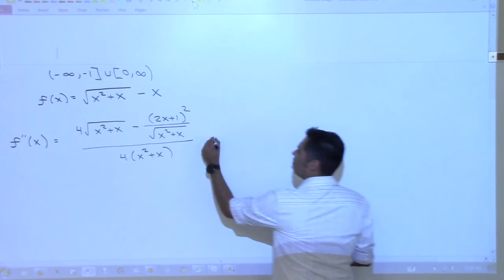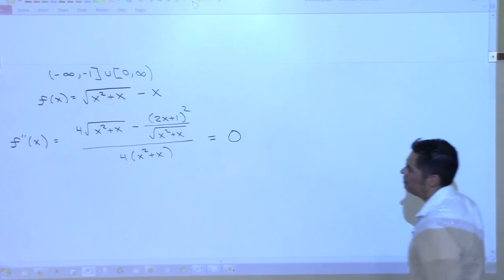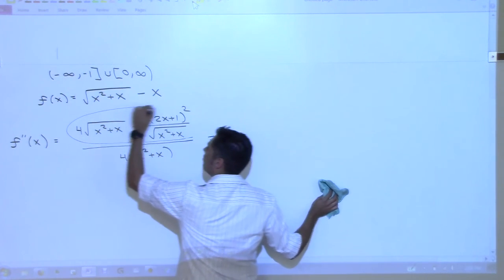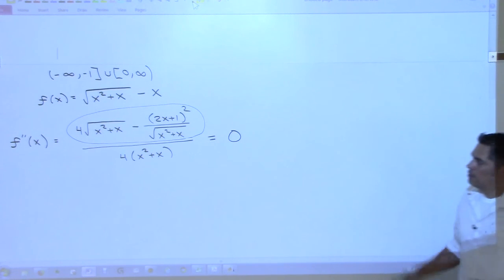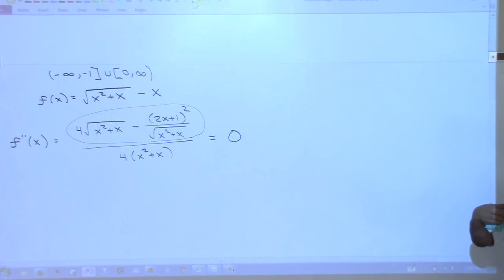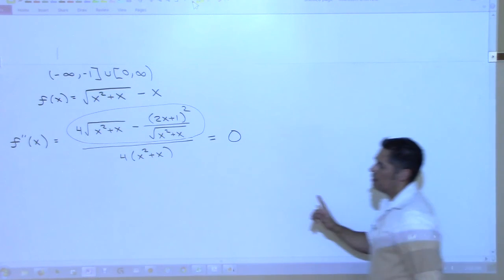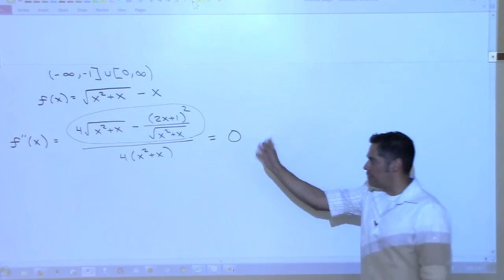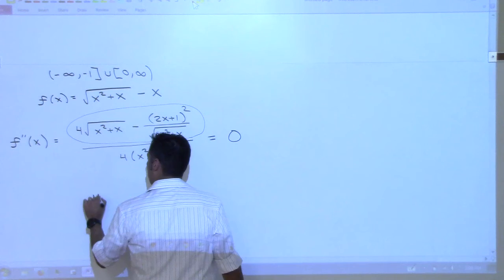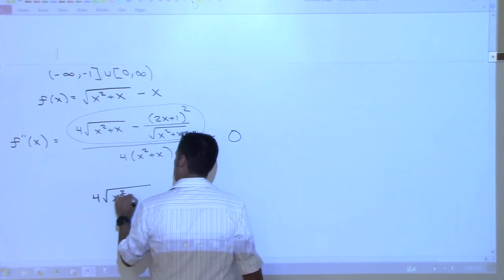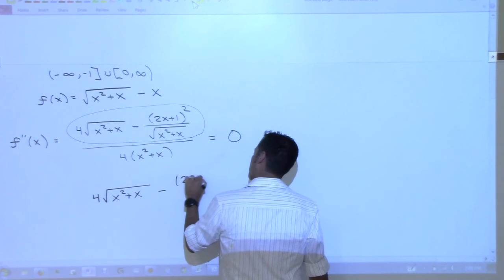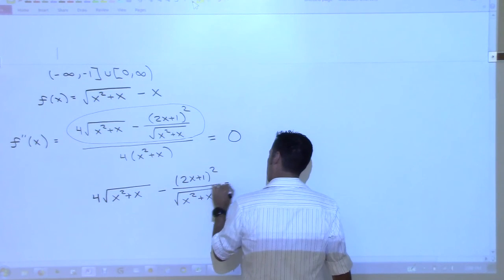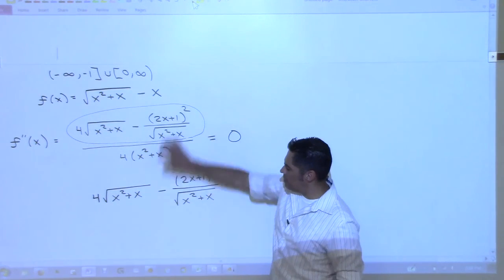So if I set this to 0, then the only way that can be 0 is if this is 0, right? We've got to get a common denominator before we can say that. But we do have an issue, though. I'll get to it after we do this. This can only be 0 if the top is 0, right? And the top is all of this. So that can only be 0 if that top is 0.